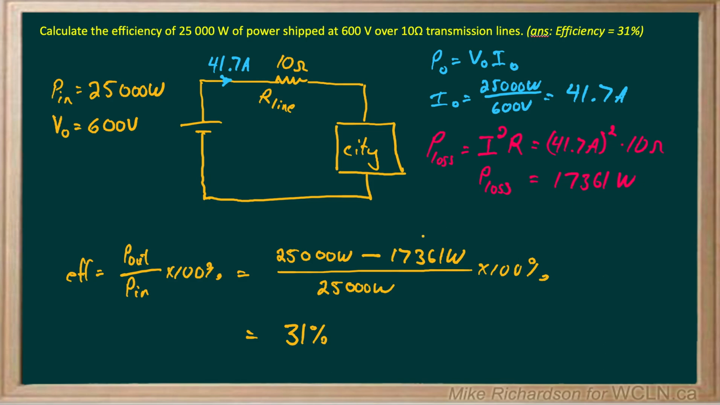So we went from 0% efficient to 31% efficient simply by adding 100 volts across the lines and lowering the current from 50 amps to 41.7 amps. So less heat would be generated, less losses.